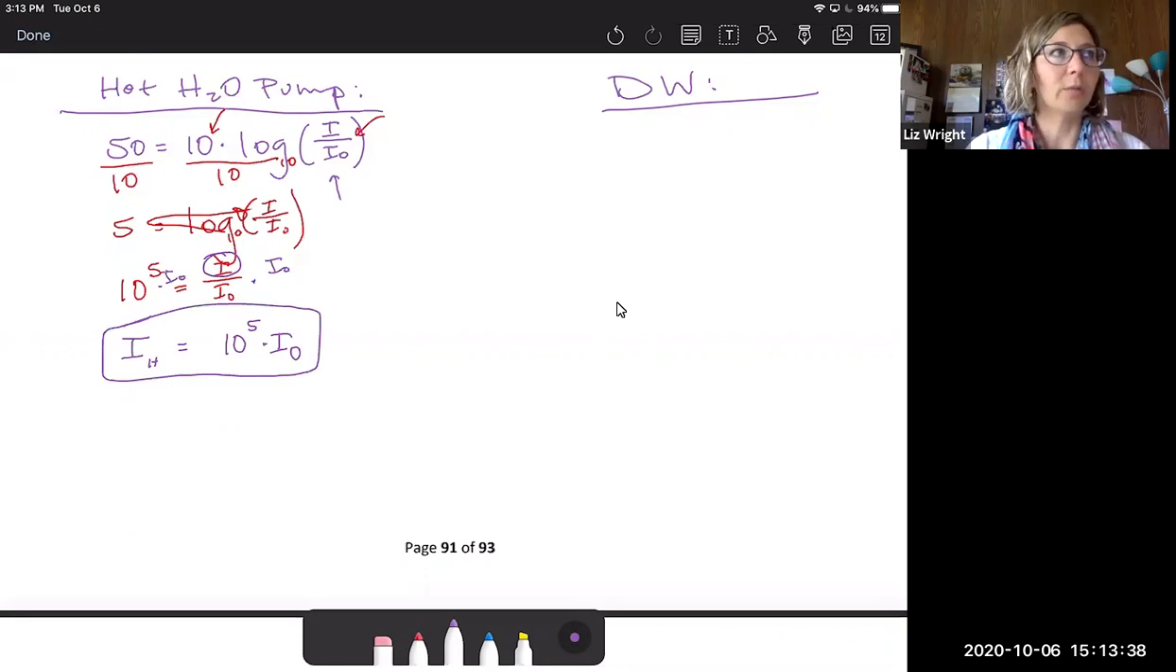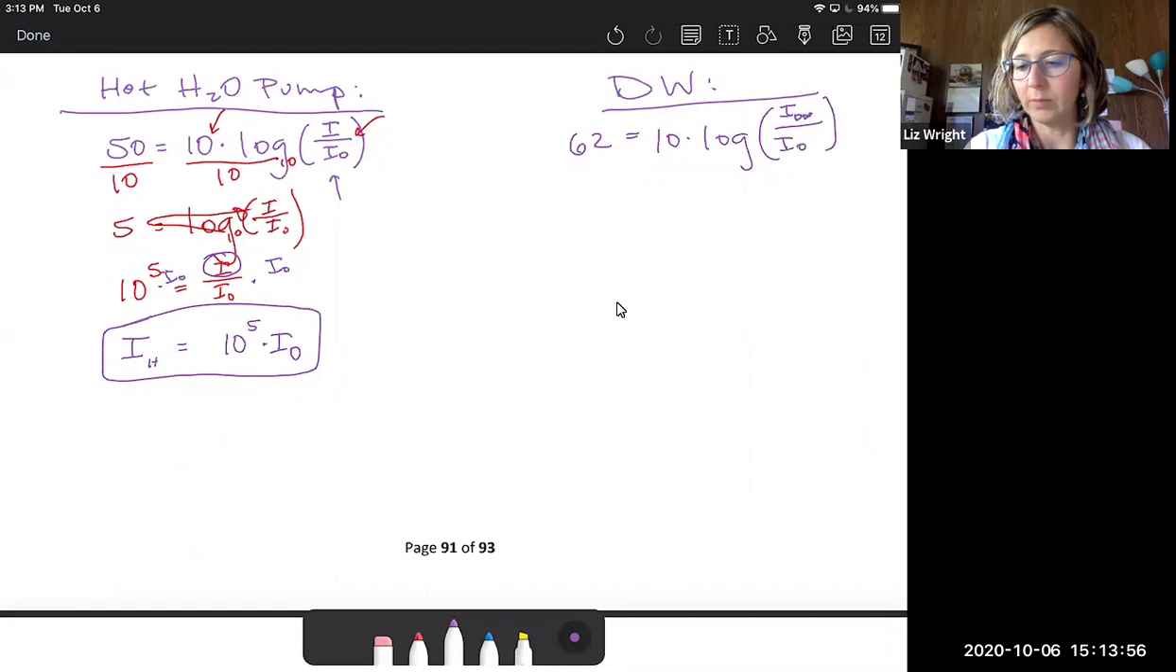So the dishwasher, what it said, 62 decibels? Yes. So 62 decibels equals 10 times the log of, and I'm just going to go ahead and put my notation on there of intensity of the dishwasher. So I just put dW down there, over I sub 0. Follow the same process, divide both sides by 10. We're going to get 6.2 equals log of the intensity of the dishwasher over the initial intensity.